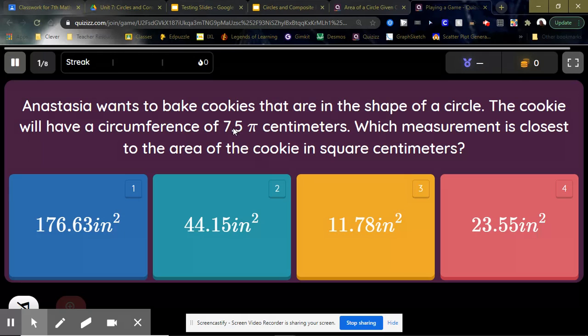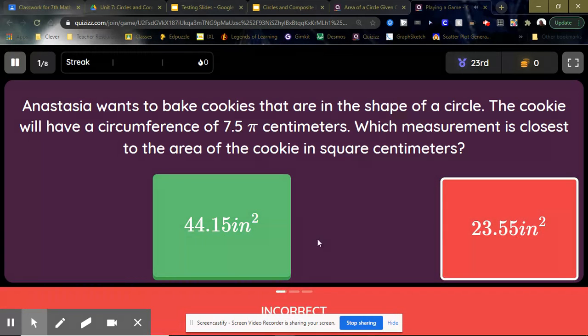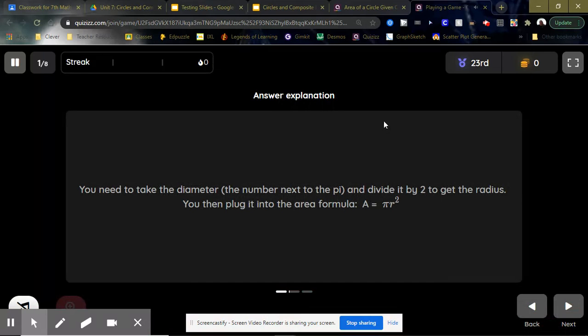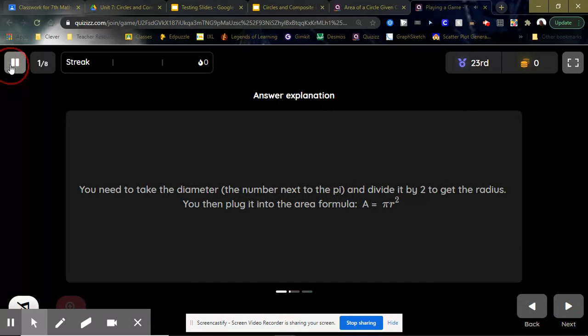Half of 7.5 is 3.75. When I do 3.75 times 3.75, I get a big number, and then I multiply it by 3.14, and that's what my answer is going to be. Okay, pretty sure it's that one. See, that's why you've got to do it in your head. You can't do it in your head.